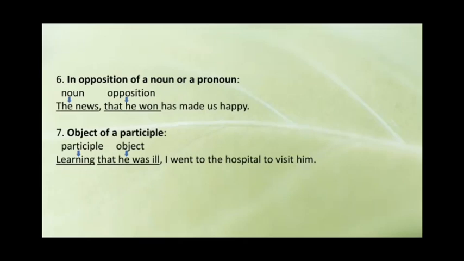The seventh one, which is the last one, is object of a participle. So let's see the sentence. Learning that he was ill, I went to the hospital to visit him. So children, in this sentence, you can see learning is the participle and that he was ill is the object. So this object is directly connected to the participle learning.